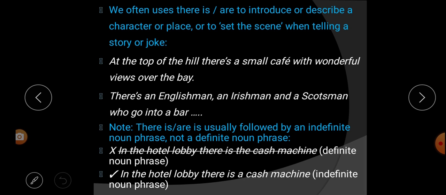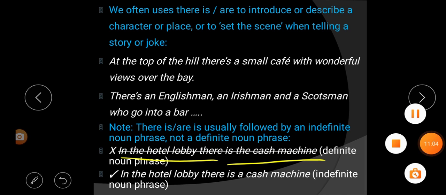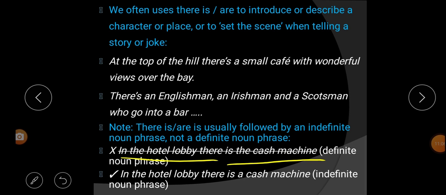So let us look at one example. In the hotel lobby, there is the cash machine. What happened? This is a definite noun phrase. That's why it is incorrect.